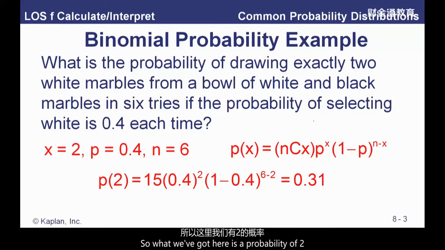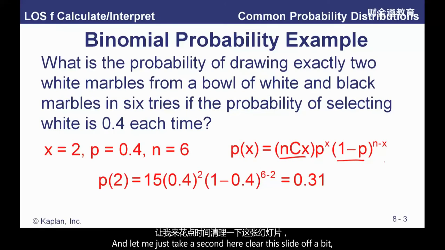So what we've got here is the probability of X equals 2, and that first term is that combination formula, n choose X, and then we've got the probability of success to the X, and the probability of failure, 1 minus the probability of success, to the n minus X.